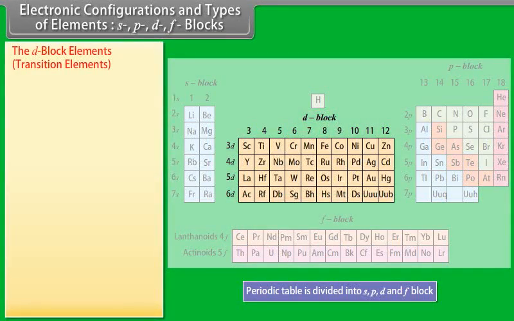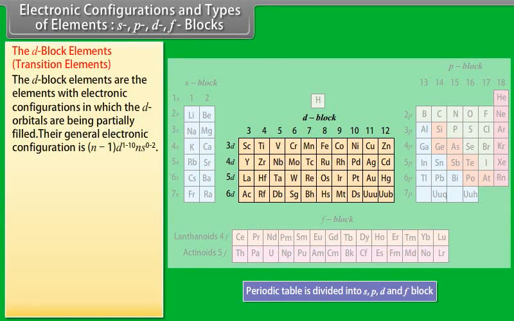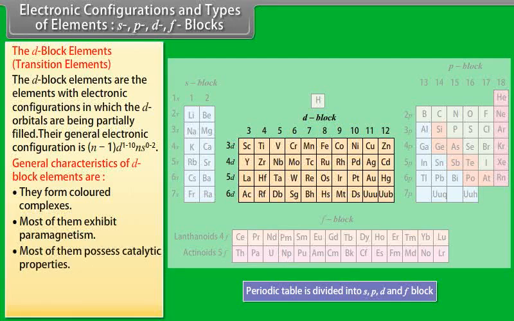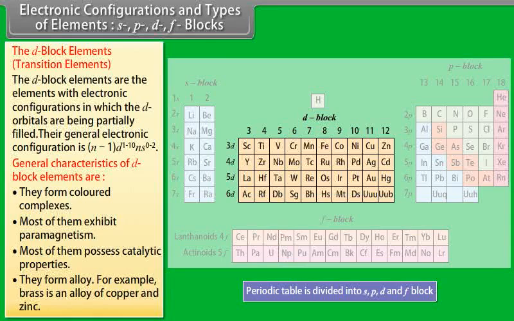The D block elements, transition elements. The D block elements are the elements with electronic configurations in which the d orbitals are being partially filled. Their general electronic configuration is. General characteristics of D block elements are they form colored complexes. Most of them exhibit paramagnetism. Most of them possess catalytic properties. They form alloy. For example, brass is an alloy of copper and zinc.